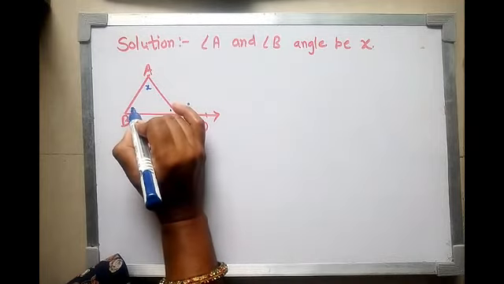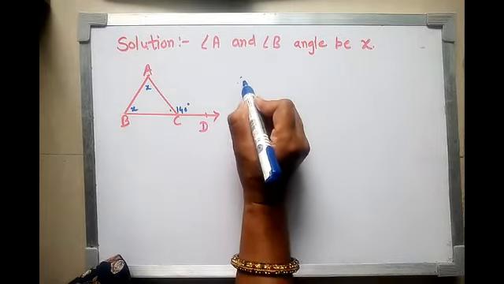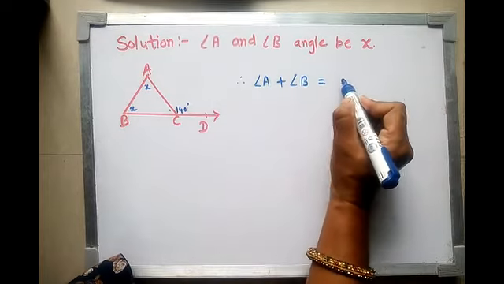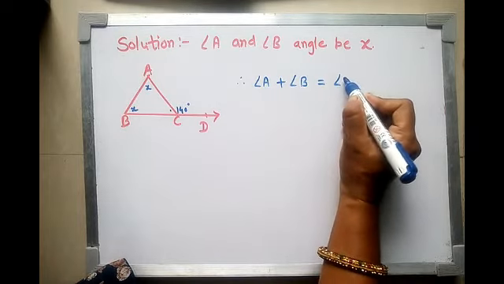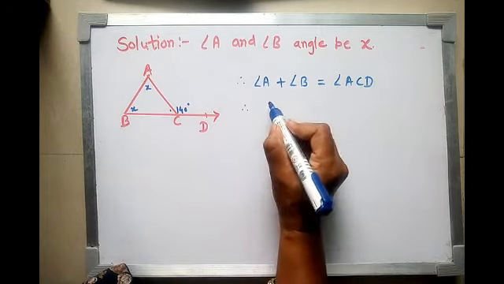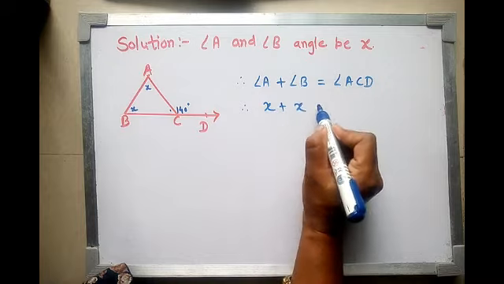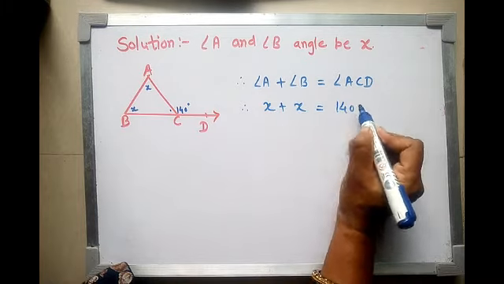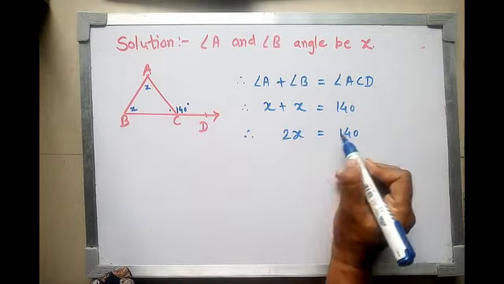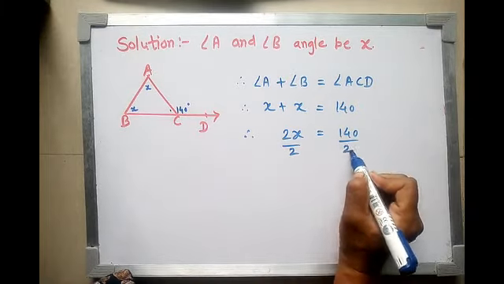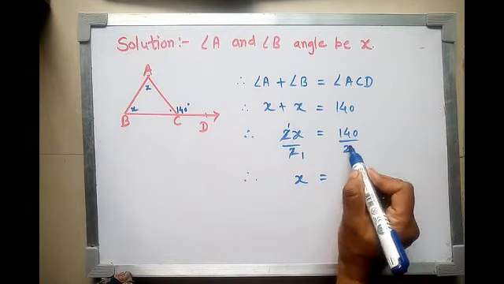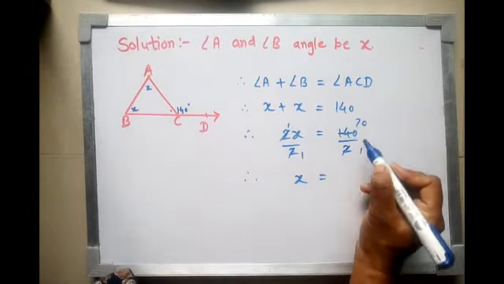Solution: angle A and angle B are each x. Angle A plus angle B is equal to angle ACD, by the property of exterior angle. x plus x is equal to 140. 2x is equal to 140. Divide both sides by 2. x is equal to 70 degrees.